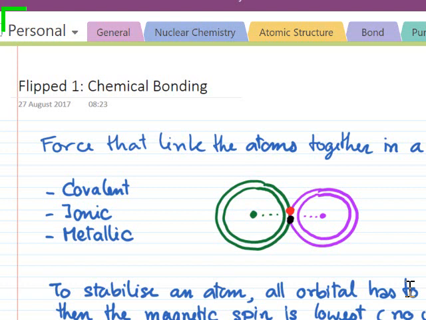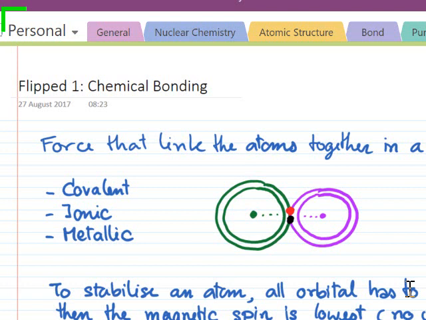So I just want to summarize the background for the chemical bonding, and then in the two lectures, we'll continue with some class activities and practice problems.